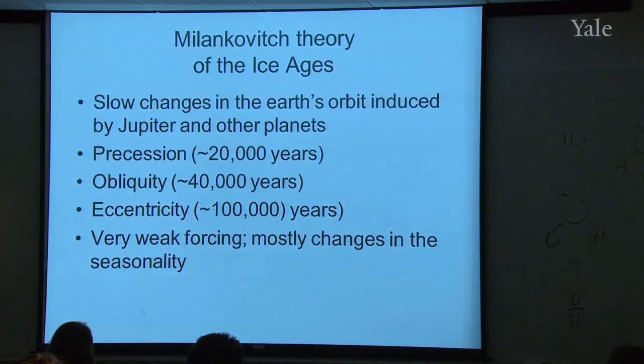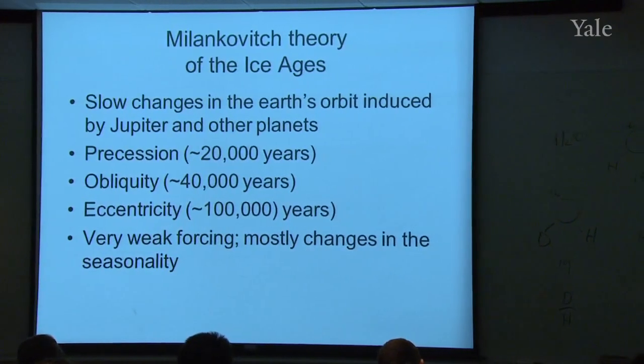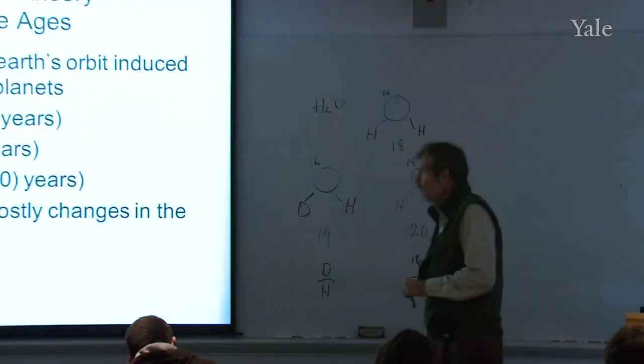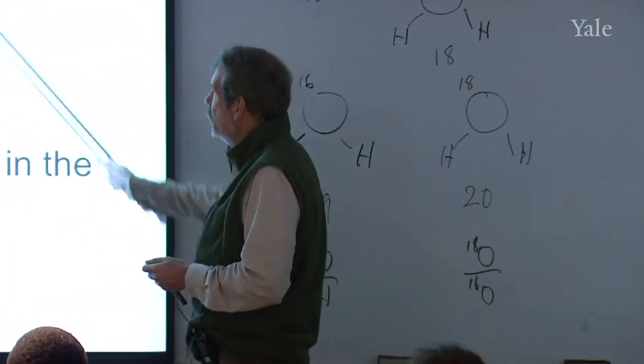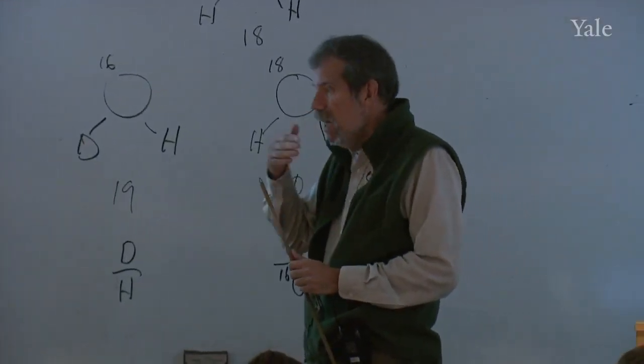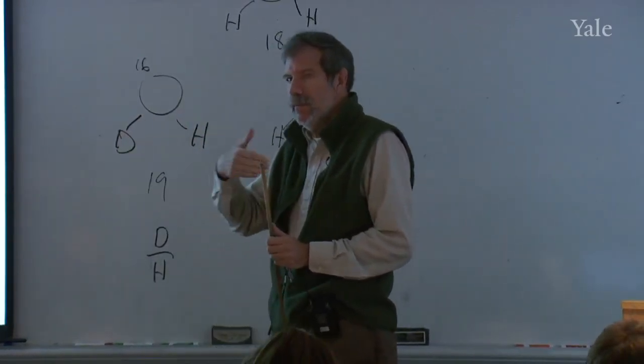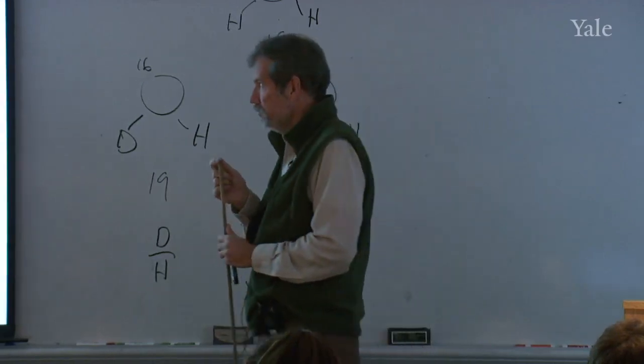I only have a couple minutes to talk about Milankovitch theory. Your book does a pretty good job of it, but I do want to spend a couple minutes on it. What has caused this periodic coming and going of the ice sheets during the Pleistocene? It's not a solved problem. I don't want to present this to you as known fact, but there is considerable evidence that slow changes in the Earth's orbit induced by Jupiter and other planets probably were what caused, or at least in some way paced, the coming and going of the ice ages during the Pleistocene.